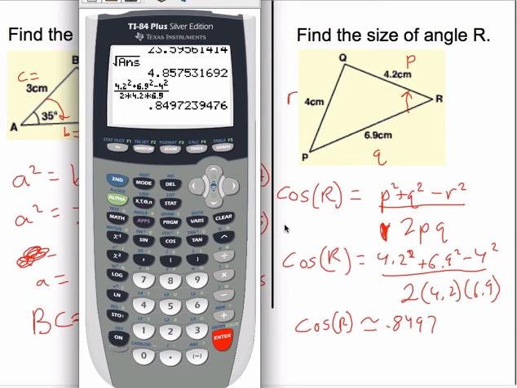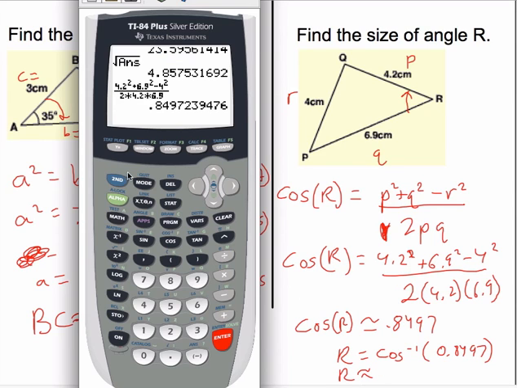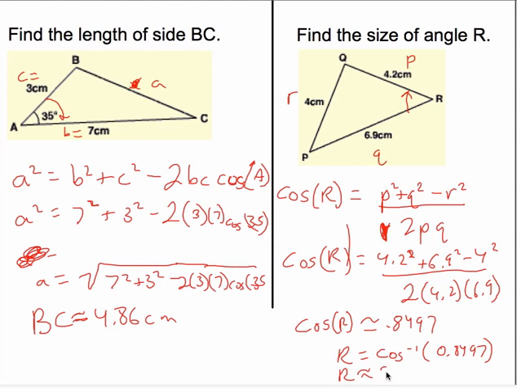That's cosine r. We want to find r. We have to do inverse cosine of 0.8497. Okay, so we can do that on the calculator and use the exact number on the calculator. We can do second function inverse cosine, second function, get the answer, and then press enter. We'll get 31.8. So that's 31.8 degrees.